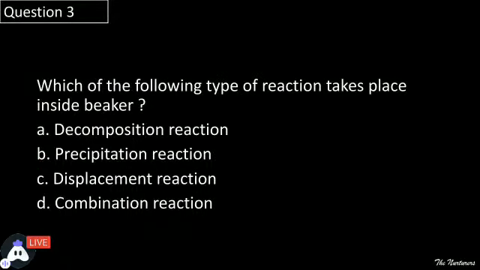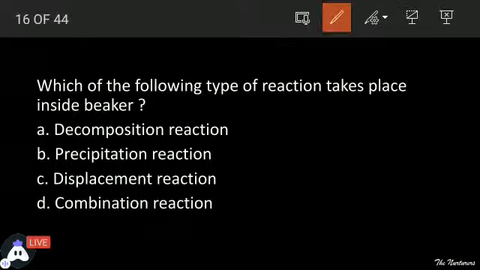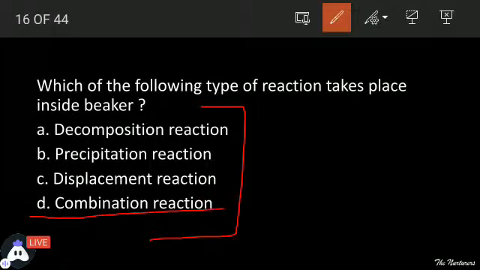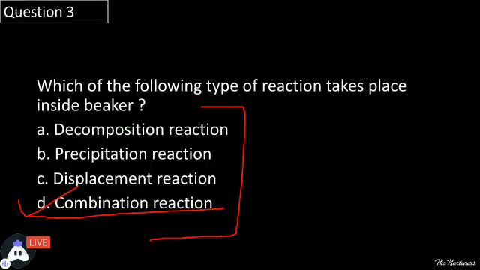The next one. Which of the following type of reaction takes place inside the beaker? We know there are 4 types of reaction. That is decomposition, precipitation, displacement, and combination. Out of these 4, which of the reaction occurred in the above case? Yes, we have already discussed that the reaction which occurred is the combination reaction. And how? Since only a single product, that is calcium hydroxide, has been formed.